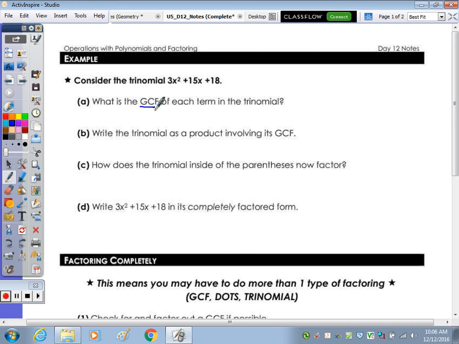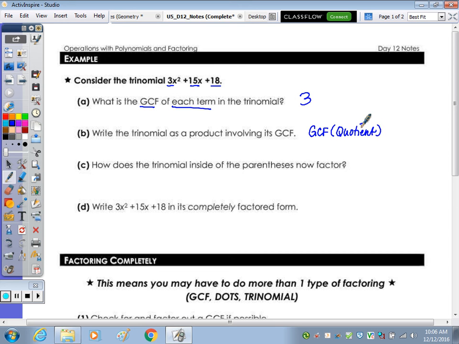The greatest common factor of each term, 3x squared, 15x, and 18, well, they all don't have a variable, so there's no GCF as a variable, but 3, 15, and 18 are all divisible by 3. So the greatest common factor is 3. Write the trinomial as a product involving its GCF. So the product would be GCF times the quotient.